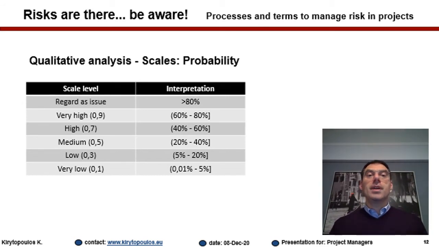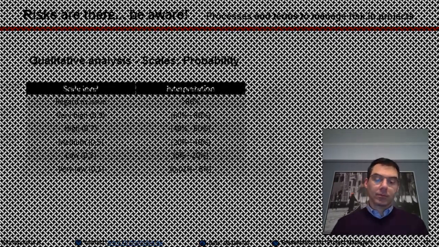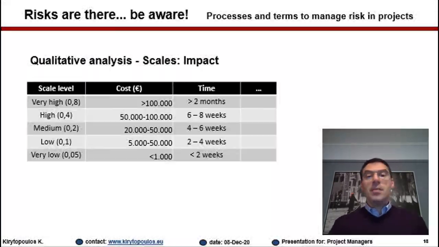So what you need to do is make sure that at the project level, these scales are defined. And as you can see here, this is an option, but you can reach a point, say this is 80%, where you say, you know what, the probability here is so high that I decide to manage this risk as if it was an issue. The same is for the impact.